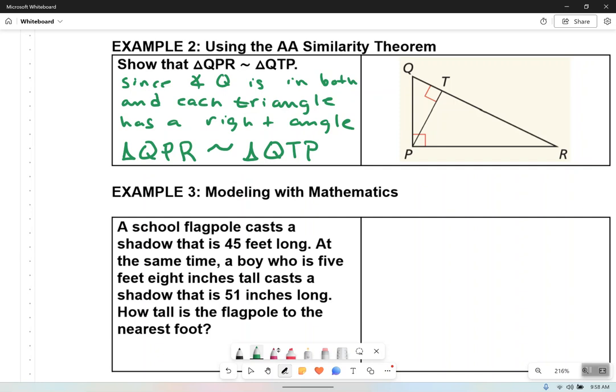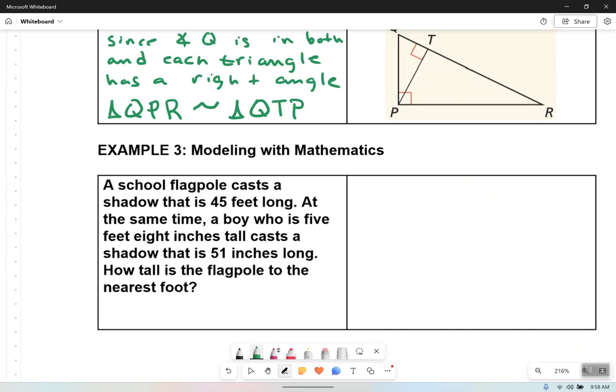All right. Ready for the last one, kids? It says a school flagpole casts a shadow that is 45 feet long, and at the same time, a boy who is 5 feet 8 inches tall casts a shadow that is 51 inches long. How tall is the flagpole to the nearest foot?